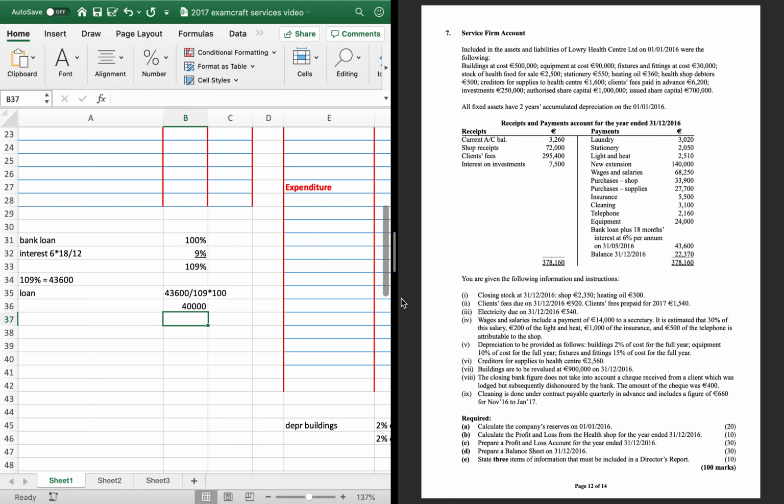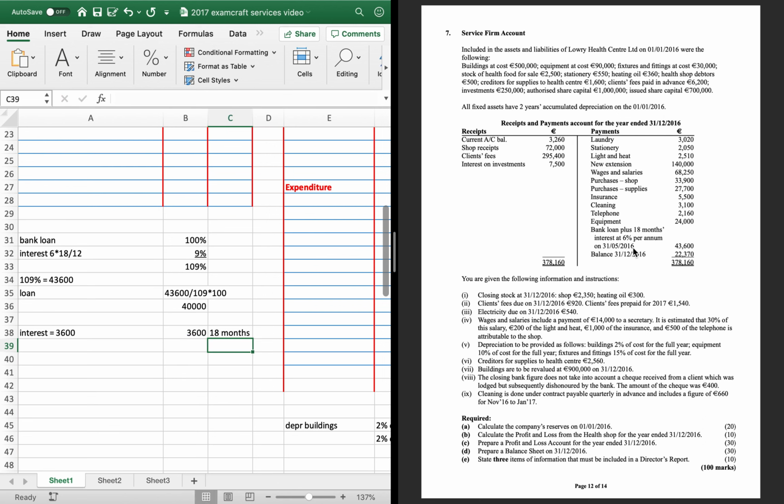Which is 40,000. That means the loan interest, which is 1.5 years, is equal to 3,600. We repaid the loan on the 31st of the 5th, so 5 months are this year. So 3,600 is equal to 18 months.